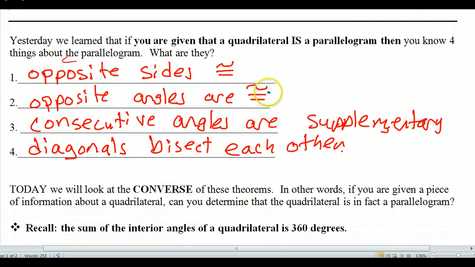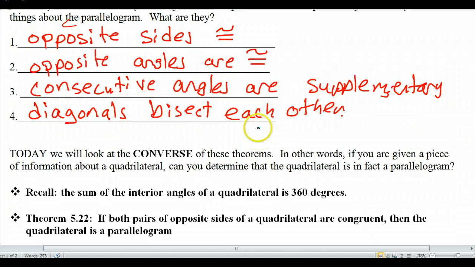Okay, those are the 4 properties. Now, we're going to do the converse of each of those properties. Basically, these properties are saying, if it's a parallelogram, then opposite sides are congruent. That's the first one. The converse would be, if the opposite sides are congruent, then it's a parallelogram. Can you hear in your mind how we could maybe use these converses to prove that something's a parallelogram?